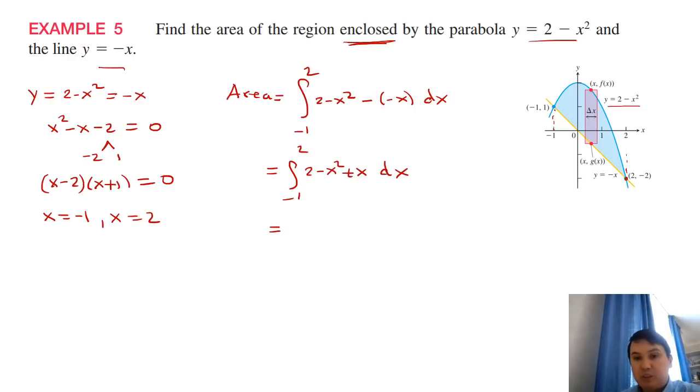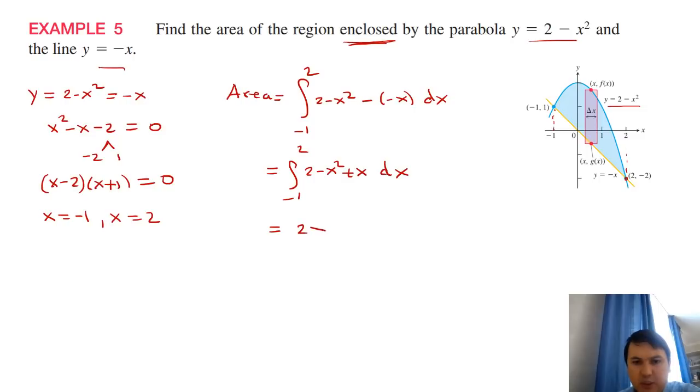Yes, one way to check whether your answers are correct is that for the area you should be getting something positive, right? If you somehow end up with a negative value, it means there is something wrong. Maybe you messed up with this f minus g. Maybe somehow you wrongly made it g minus f, etc. Right? So you have to be checking your answer.